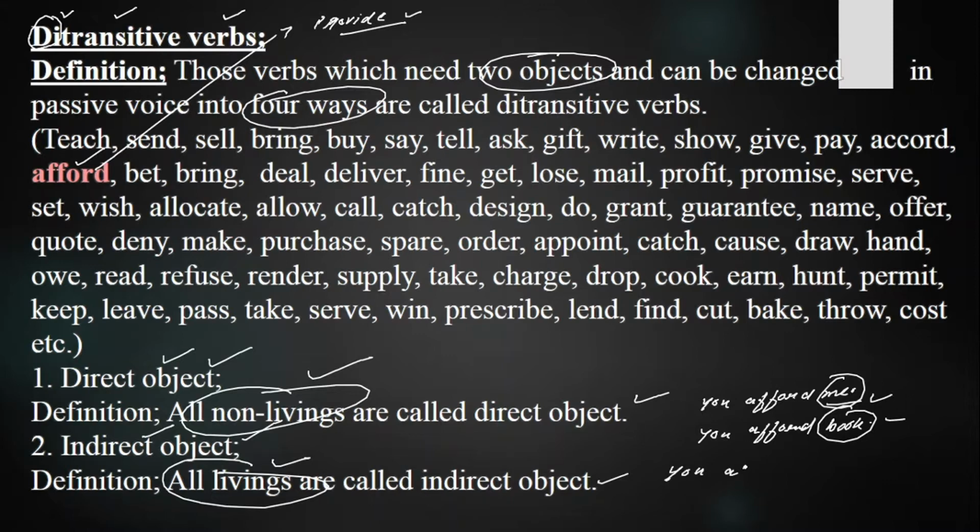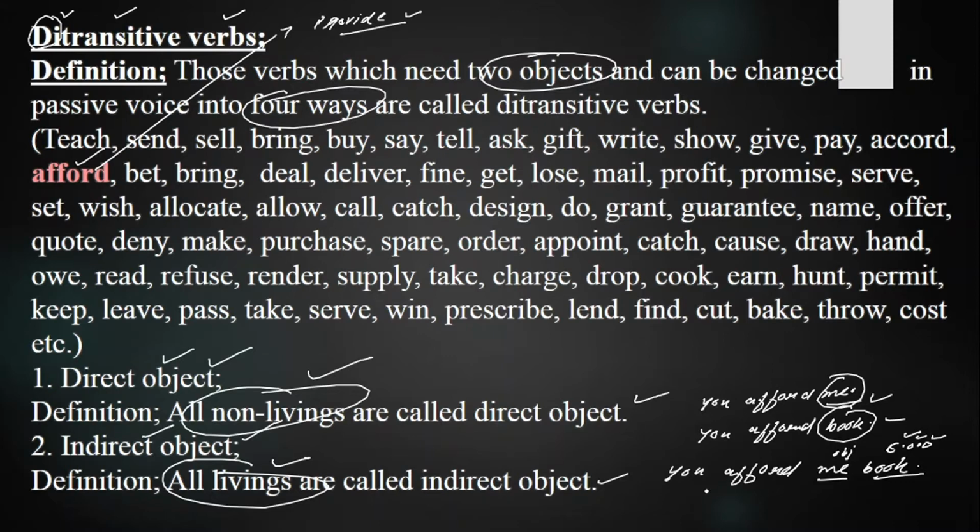You afford me books. Now here the sense is clear. You provide me books. This is the indirect object and the direct object. Here it needs two objects in order to complete its meaning. And we have already discussed, when the first object comes, it is called the object, and the second one is called EOO, which means extension of object.